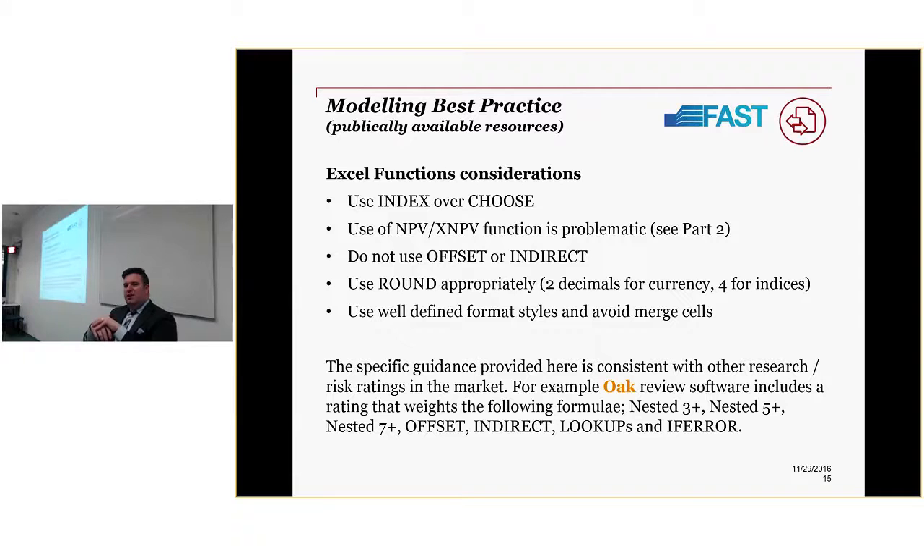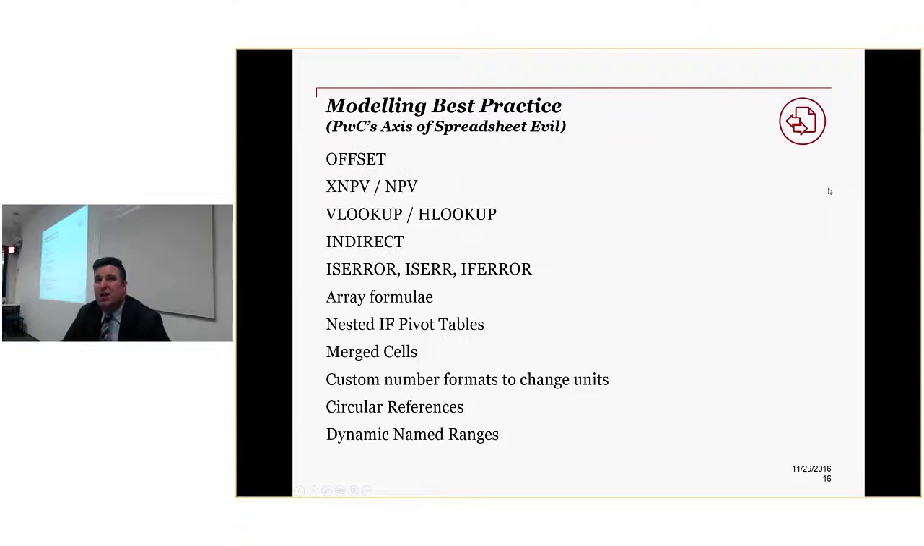There's some Oak software that I'll introduce later that actually weights its risk score based on nesting. So you can go in and see if the nesting has been to 3 levels plus, 5 levels, or 7 plus. Believe me, we come back with models when we run that Oak software and it's 7 plus. It can also tell you the number of offsets, indirects, lookups, or IFERROR uses in the model. So this is my way of thinking about these things in the public domain that you can use to impact our modelling as well.